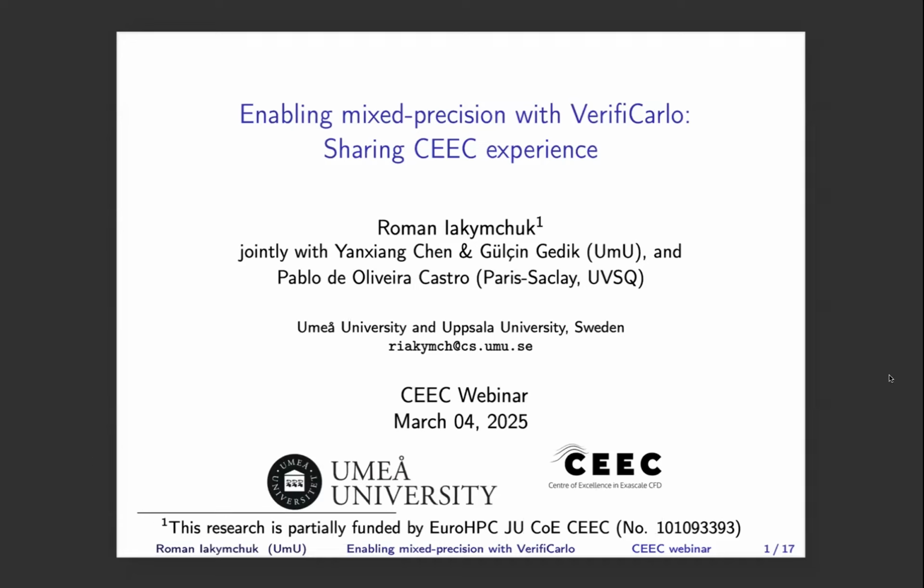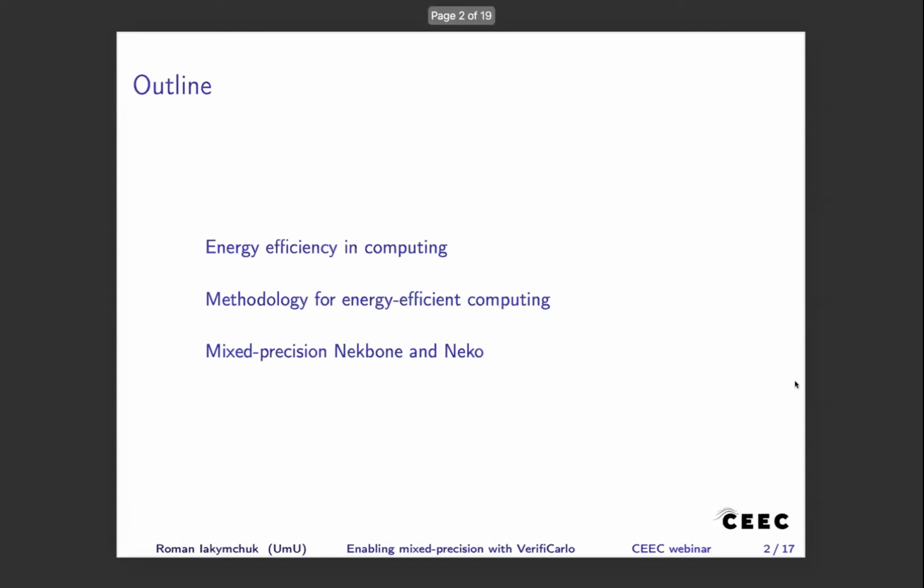Okay, lovely. So Pablo presented us how we can actually use VerifiCarlo with different backends in order to confidently reduce precision and also to get some kind of error estimate with the MCA backend. So here I will show you how we apply it in the CEEC project. So my agenda, I will try to stick to 10 minutes. My agenda is like this.